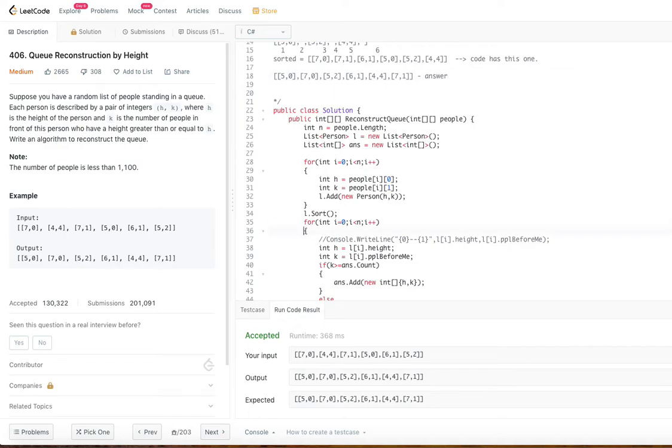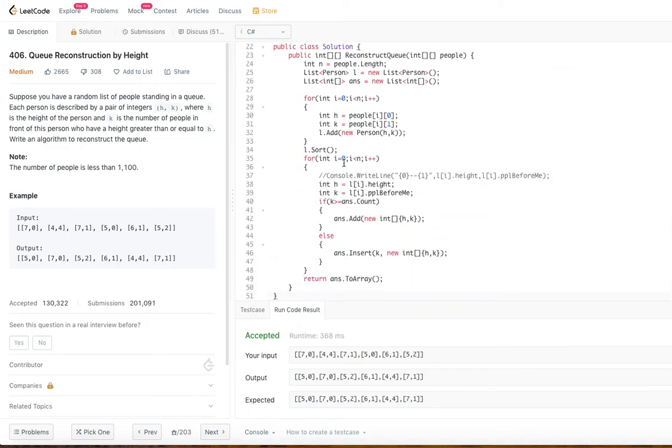Let's go look at how we are going to frame the answer. So what we said is i is equal to 0, i is less than n. So we are going through basically the list of persons. So we get the h and k from the list now, not from the people, okay? So we have got the list and we sorted, we are looking into the list's content.